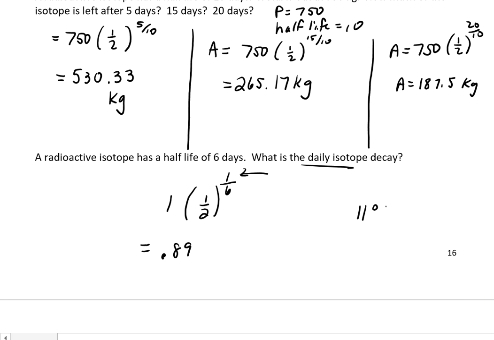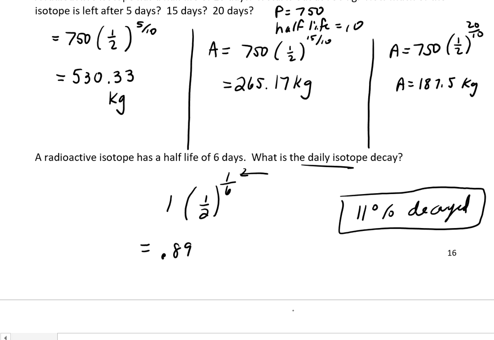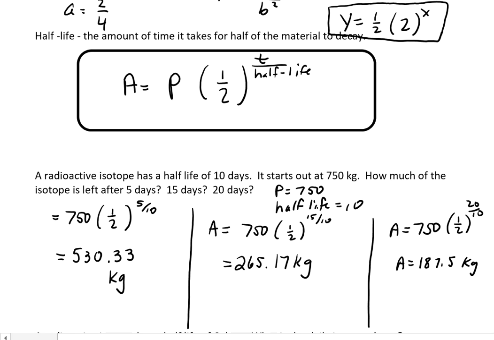So 11% has decayed. Roughly. Yeah. 10.9 if you wanted to be more precise. And that concludes this lesson.